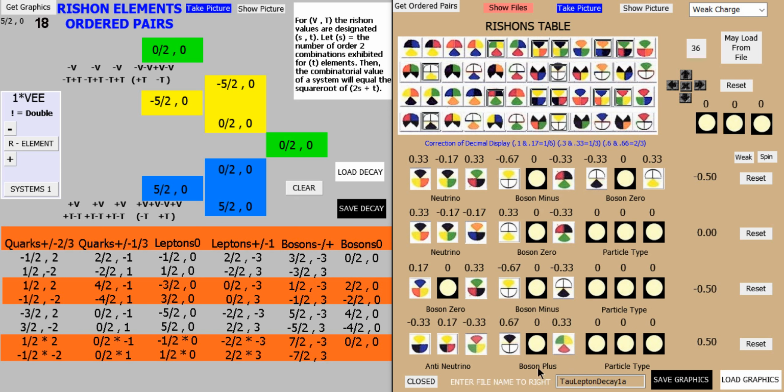And so there we have a review of the quantum numbers of the tau lepton and its decay products: the electric charge, the spin, and the weak charges, and we see that they are consistent in this Rishon model with the standard model.